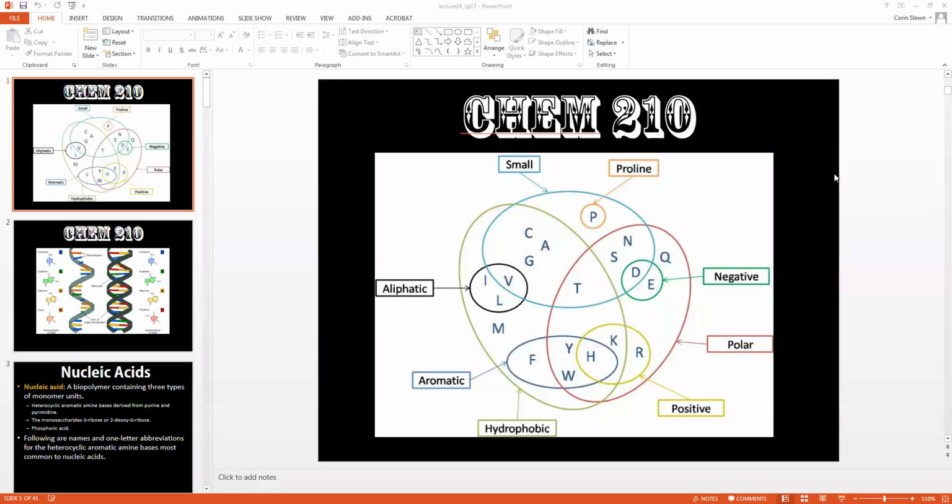So we're going to take a look at one of the things that you have to be able to do based on what we studied for amino acids. This is just a quick recap. Make sure that you can classify amino acids by characteristics like small or proline or negative or polar, aliphatic, aromatic. Just make sure that that's a skill that you're currently practicing.